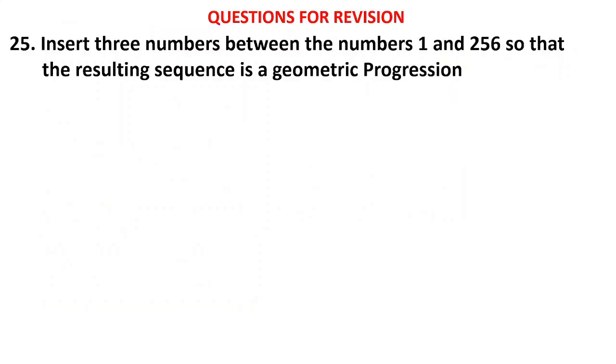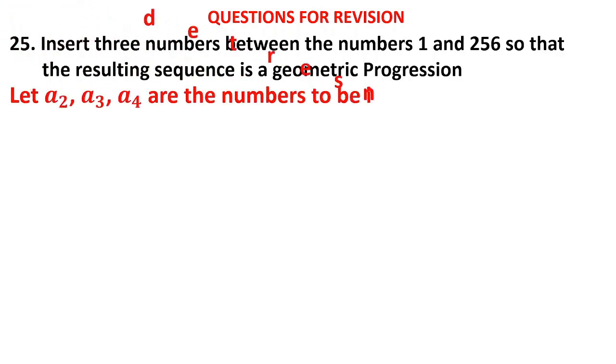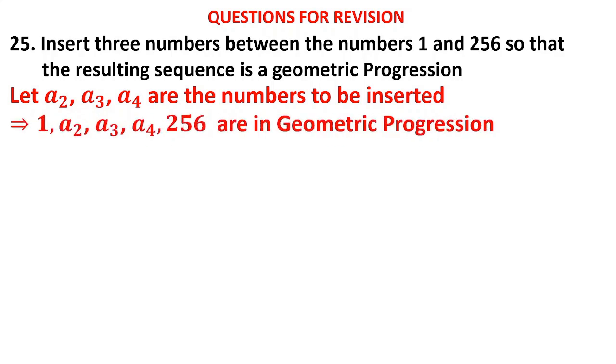Question number 25. Insert 3 numbers between the numbers 1 and 256 so that the resulting sequence is a geometric progression. We are now going to have geometric means. Now when I want to introduce 3 numbers, it will become A2, A3, A4, because A1, A2, A3, A4, A5, I want 5 numbers. Therefore, when I insert A2, A3, A4, then 1, A2, A3, A4, 256 will be in geometric progression.